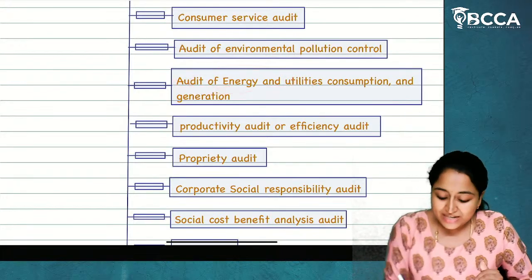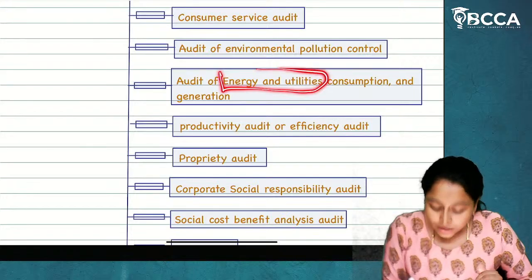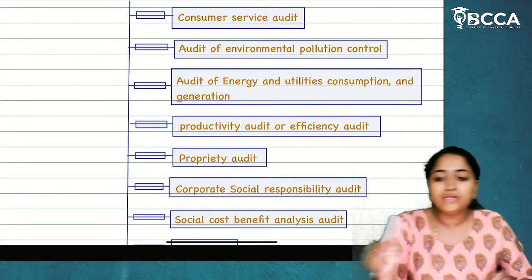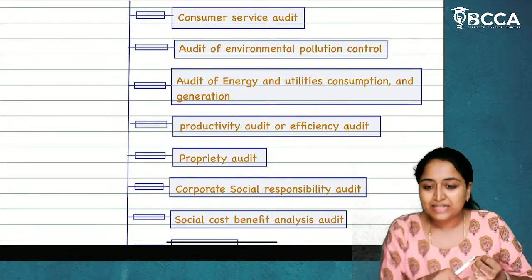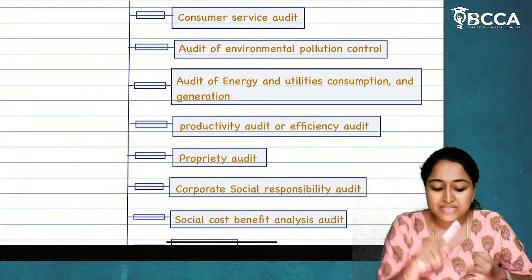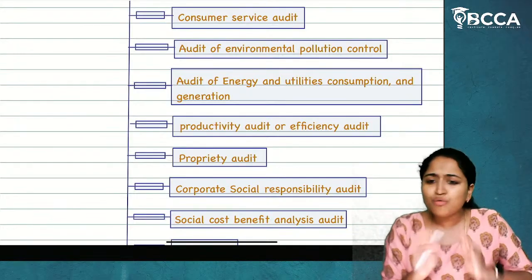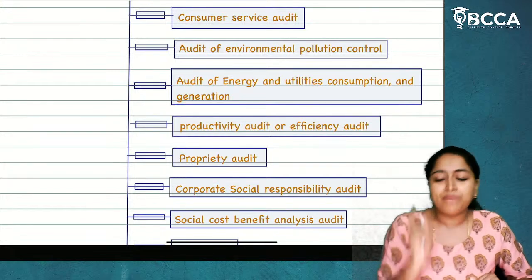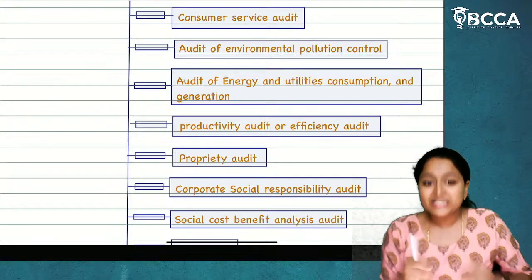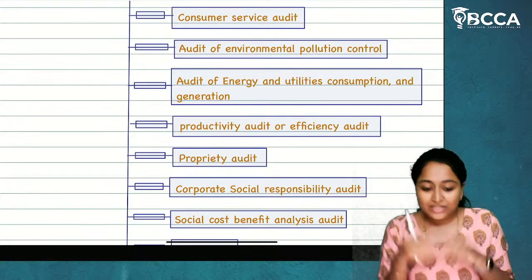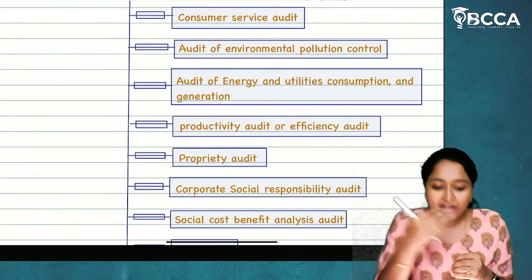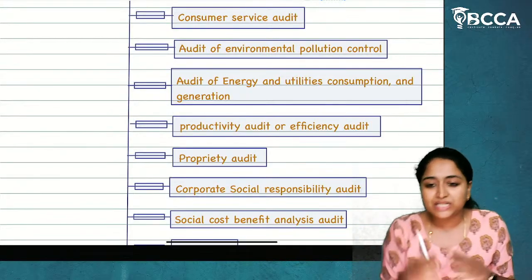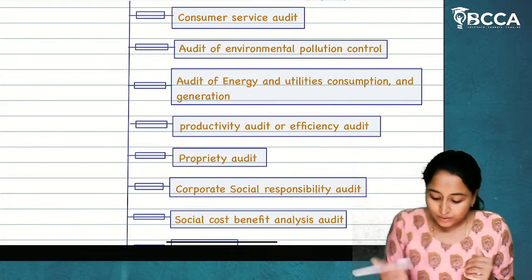Audit of energy and utilities. These are the common resources throughout the world. Whatever we use as electricity, water, steam, power, these are not only related to manufacturing entities. No, each and every human being needs this energy and utilities. Now, how are they utilizing it? They have to manage the cost of energy and utilities in a sustainable manner. Regarding that, audit will be done.